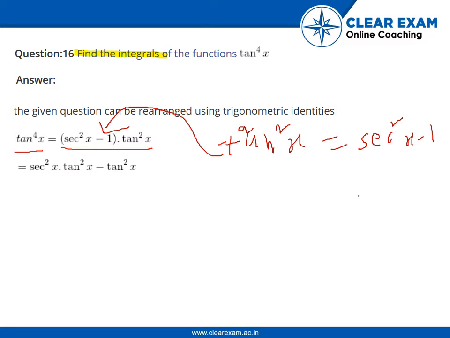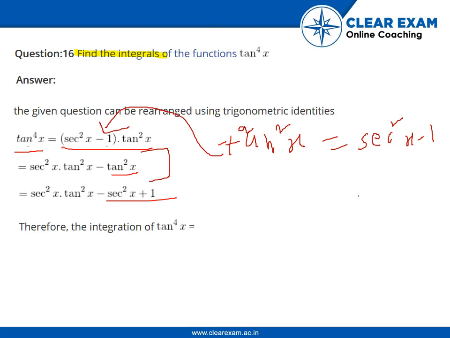So we further simplify the term and we get sec square x tan square x minus tan square x. Now the integration has become pretty easy. Also, tan square x can again be written as sec square x minus 1. So we get our final integrand, as shown here.